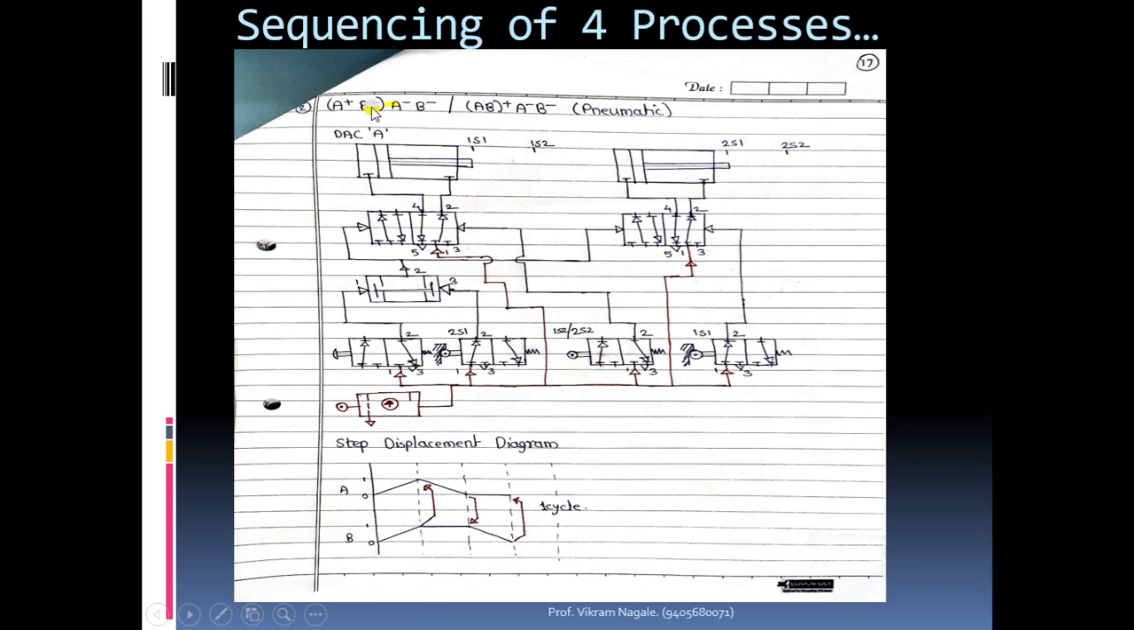Now first we have to discuss the meaning of this representation. That means the first two processes are shown in the bracket, and the last two processes are outside the bracket. The bracketed processes represent that these two processes will start at the same time and will end at the same time, provided the stroke length for both the cylinders is the same. That means the two processes start together and end together.